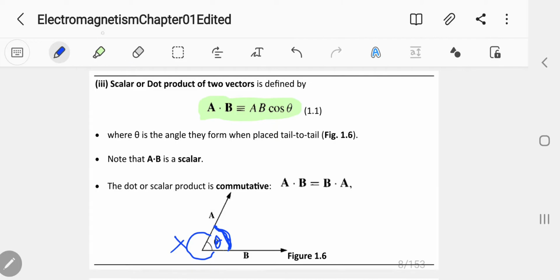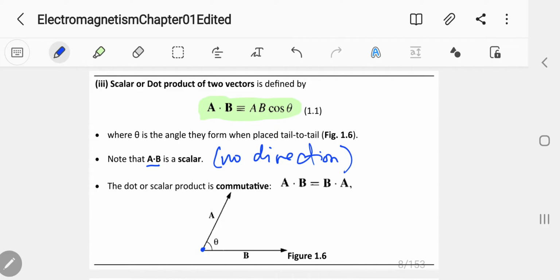And this angle is formed if you place the two vectors tail to tail. So the tail of A and the tail of B, you put it in the same place and then you measure the angle. Here A dot B is a scalar. It does not have direction. So there's no direction. Remember that. The only vector product between two vectors that you could have direction is the vector product. For the scalar product, there's no direction.